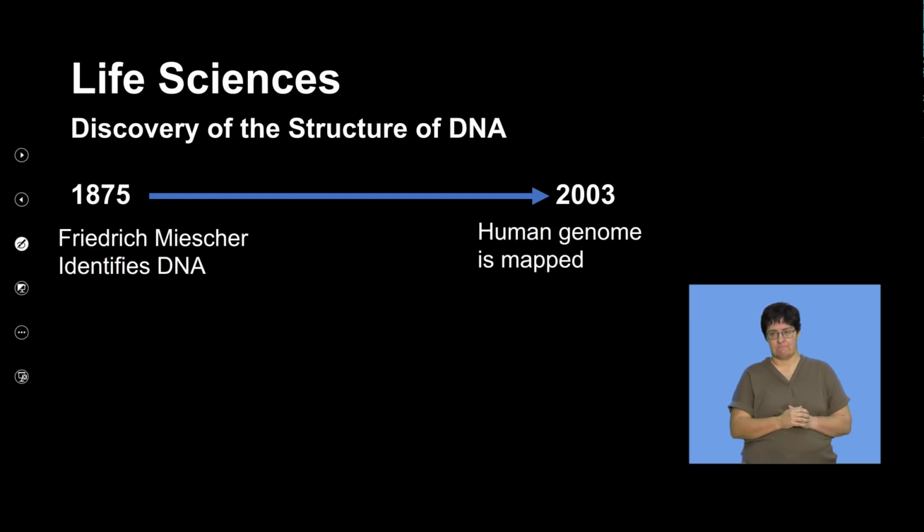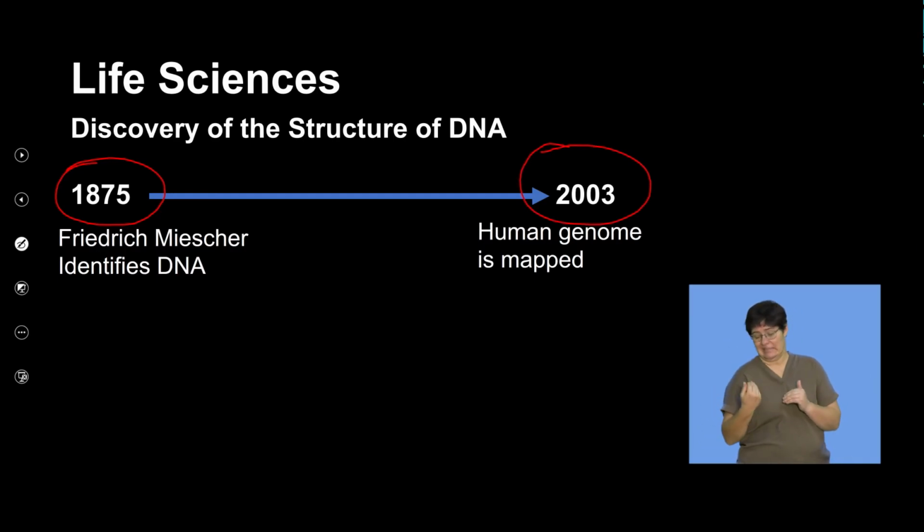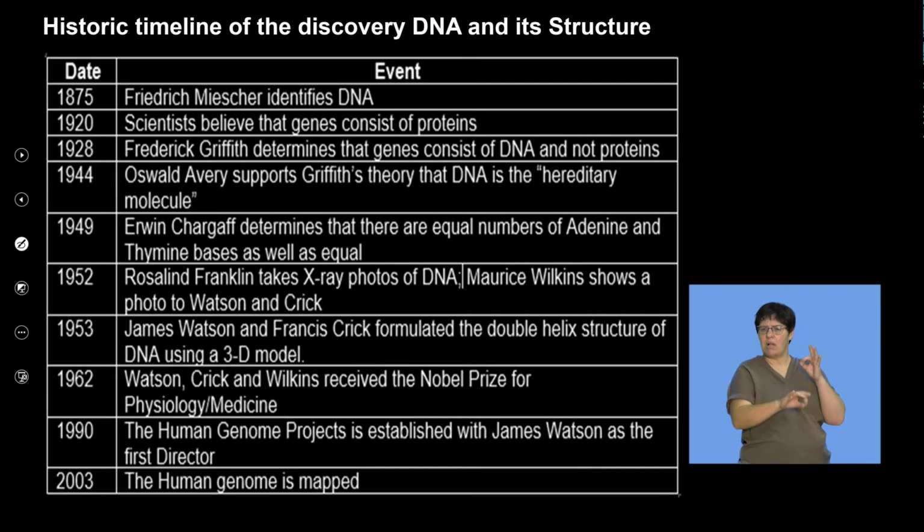So the discovery of DNA started very early in 1875, and it went on till actually 2003, with more significant progress in recent years around DNA and its application. Frederick Miescher was who identified the DNA very early, and he did some simple experiments to try and identify DNA. This table talks about essentially the timeline. I'm not going to spend too much time looking at this, but it's important that there were some really significant experiments that were conducted.